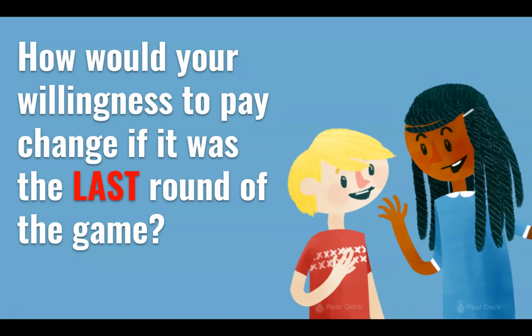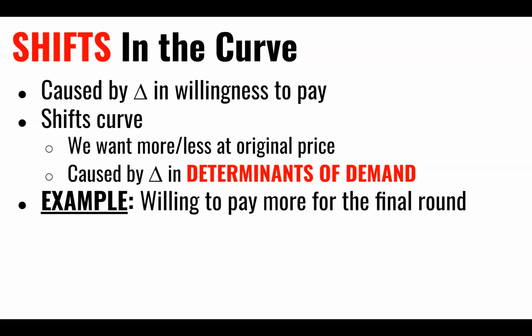Now, shifts are an entirely different animal. With shifts, there's a change in the assumptions. How would your willingness to pay change if we were now facing the last round of the game? You can win $100. Are you willing to pay $5, $10, $20 to guarantee that you can win? The answer is yes. Your willingness to pay will rise. You'll be willing to pay more for a seat in the last round than you were willing to pay in the first round because you're getting closer to the guaranteed money. The stakes are higher. And so we see that when there's a change in the underlying assumptions about what I'm willing to pay, now we have what's known as a shift.